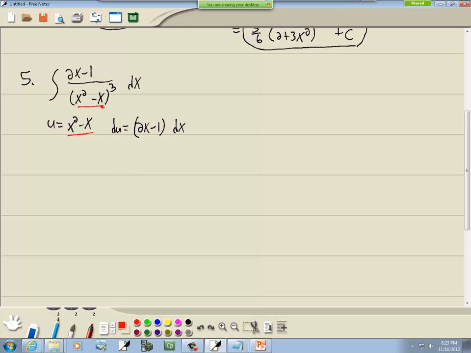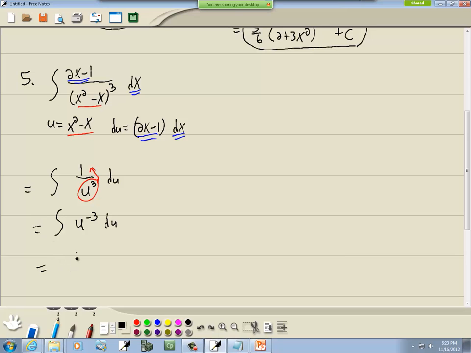Okay, so that matches this. So this becomes the integral of 1 over u to the 3rd. The 2x minus 1 dx, these in blue, get replaced by du. Now remember, if you got something down in the denominator, you can take it on top. Take anything opposite of where it's at in a fraction, the sign of the exponent changes, so this becomes u to the negative 3 du.